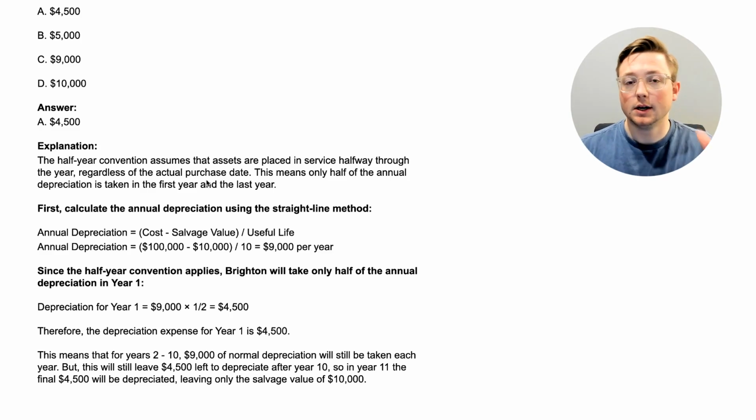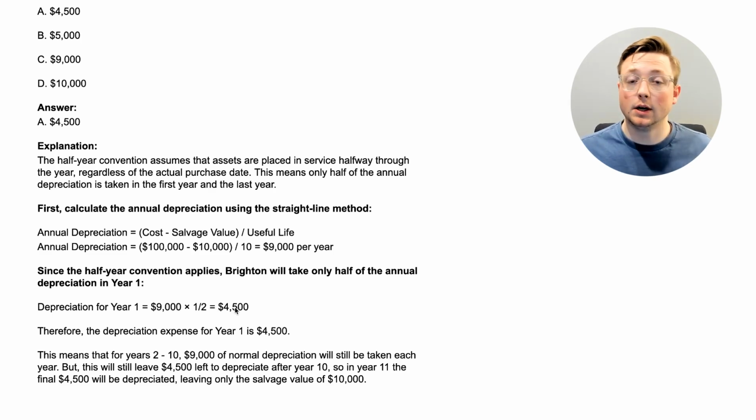It's not super difficult. Basically, you still figure out the normal depreciation that you would have each year, because you're using the straight line depreciation method, or this could be applied with any of the depreciation methods probably. That's the cost less the salvage value divided by the useful life, so that would be $9,000 in this case. Since the half-year convention applies, Brighton will only take half of the annual depreciation in year one. So in year one, instead of $9,000, they're only applying half the depreciation, so it's $4,500.